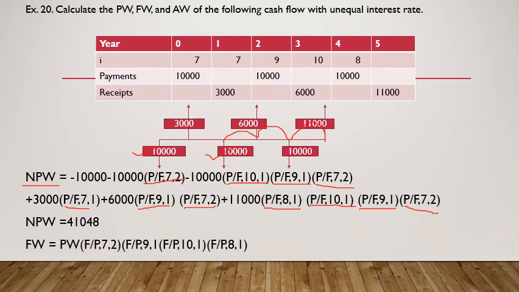And when I want to calculate the future worth, I have already got the present worth. There is no point in again converting each cash flow into its future worth. I can straight away convert this present worth into future worth. Where am I now? Present worth means I am at t is equal to 0.